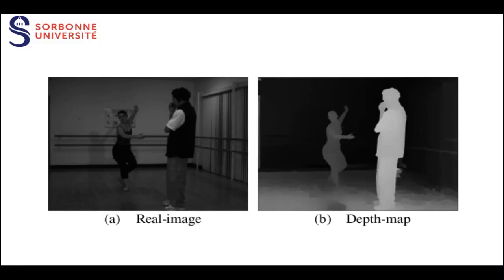In order to do that, we will use a depth map image. As you can see, it is a representation of the depth of the real image, which represents the distance of the object from the camera. We will then perform image processing on it.